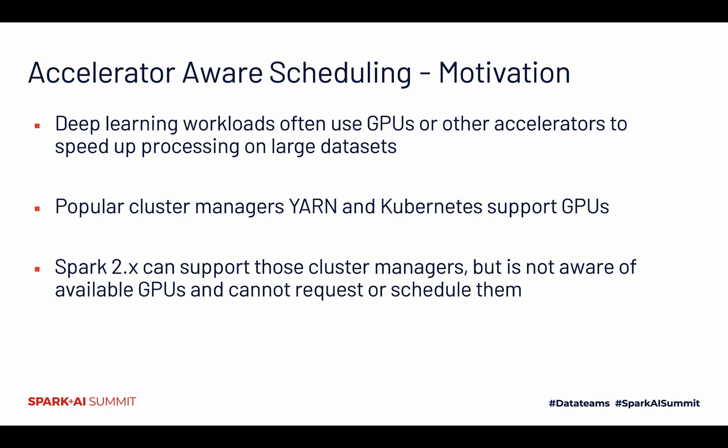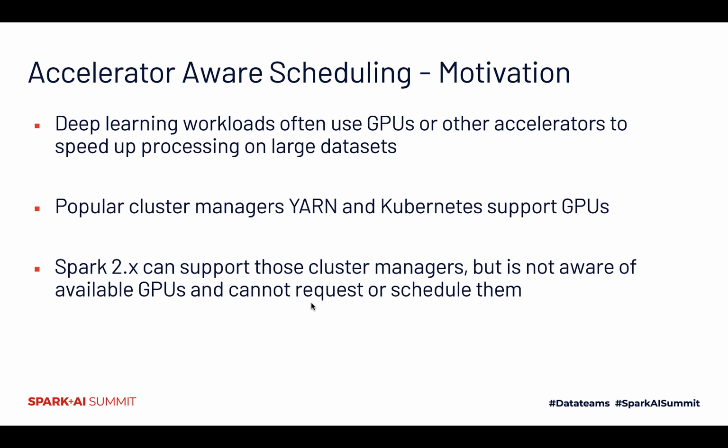Another big gain that comes with this in Spark 3.0 is accelerator-aware scheduling. So a number of deep learning frameworks are able to use GPUs, for example, TensorFlow. And if you were using a cluster manager like Yarn or Kubernetes, and you wanted to launch Spark, you needed to be able to specify that your Spark job should be requesting GPUs from Yarn or Kubernetes. Spark 2.x supported these cluster managers like Yarn and Kubernetes, but it wasn't aware about the availability of GPUs, and it couldn't specify that it wanted to request or prefer GPUs over other CPU types.